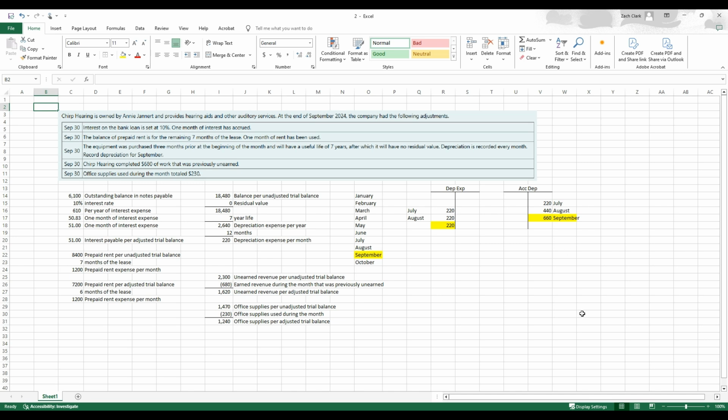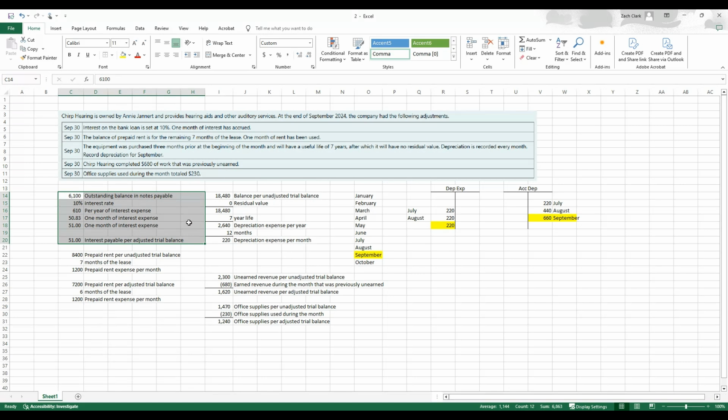Hey everyone, let's take a look at the accounting adjustments here in an Excel spreadsheet format, and we can just talk through how we should be thinking about these and calculating them out. So yeah, let's start with the first one, which I have right here, and that's this line here. So interest on the bank loan is set at 10%, and 1 month of interest has accrued.